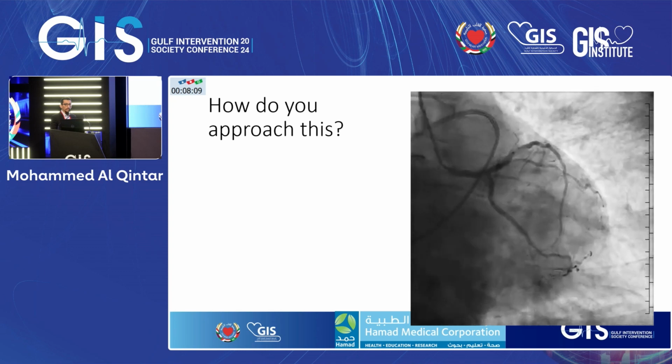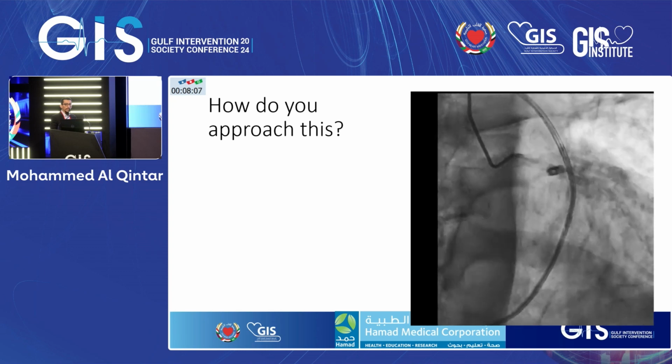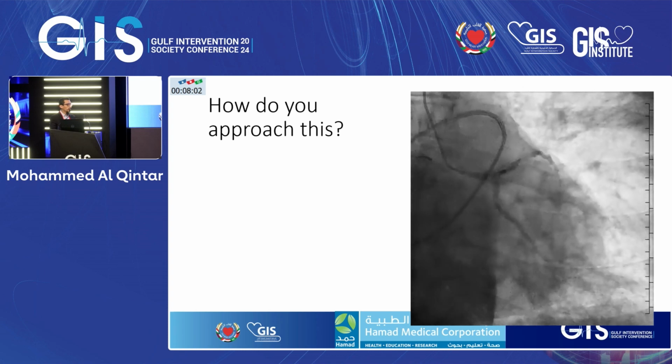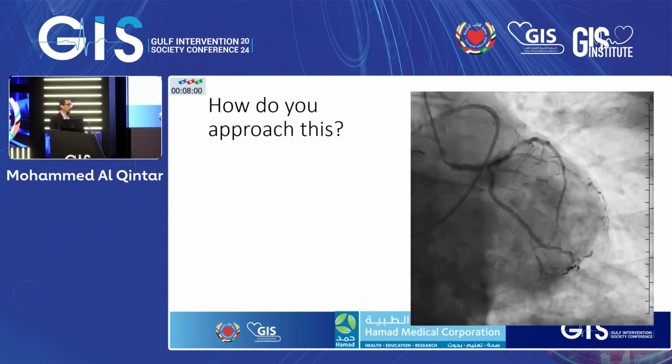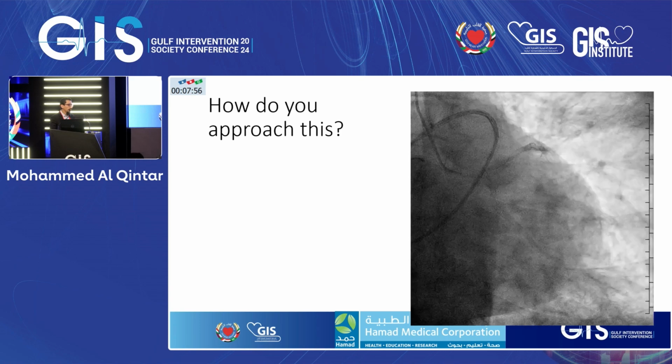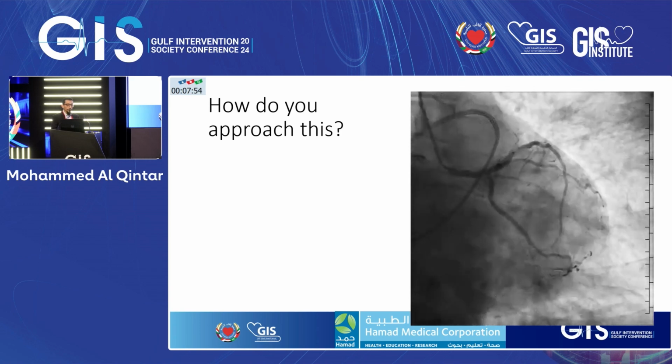And this is, for example, a case. This is a patient who has a very severe eccentric left main lesion, an elderly patient, and the heart team decided to go for TAVR. They also have severe aortic stenosis. How would you approach this patient?